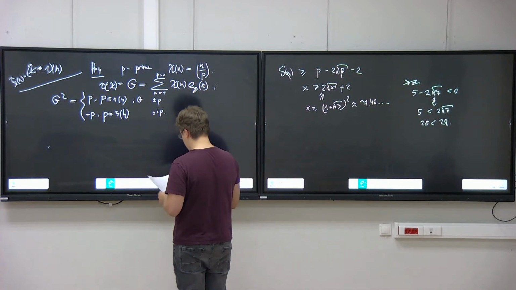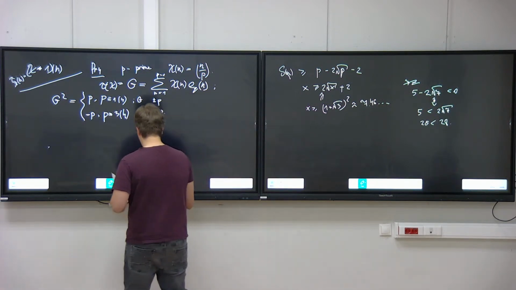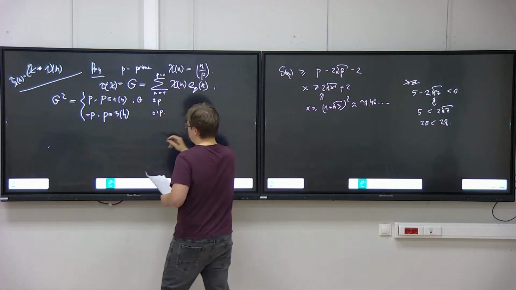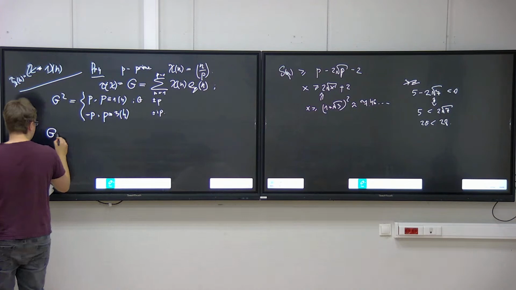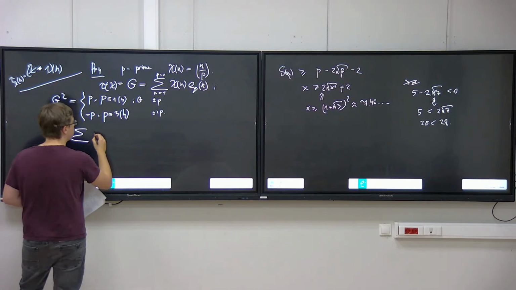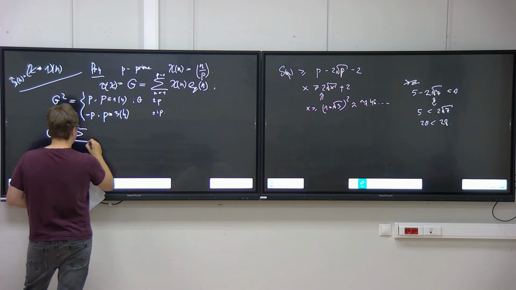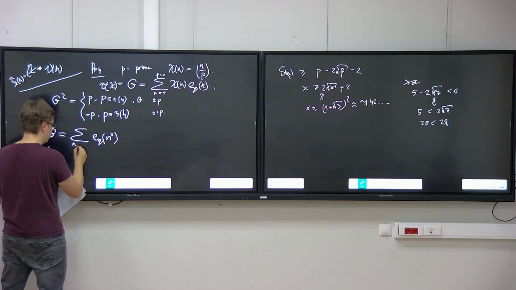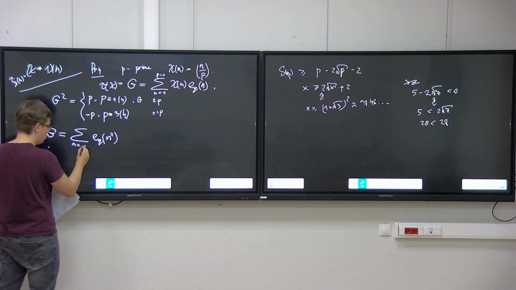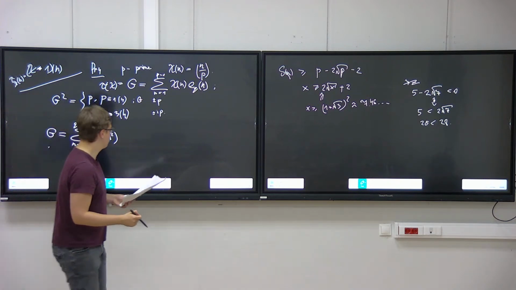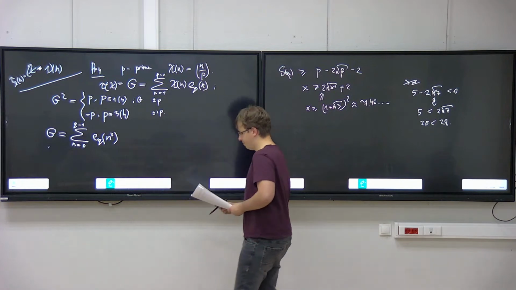Okay, but G can be written in such a way. It's sum over squares, e_q of n squared, n modulo q, from 0 up to q minus 1. Do you see why this is true?